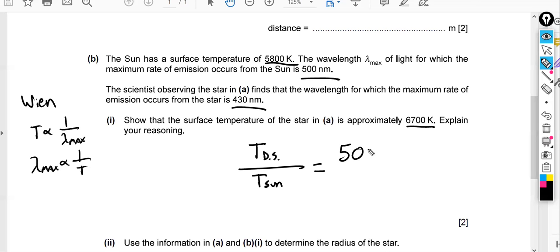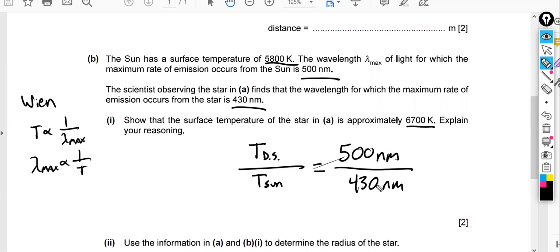And so that's going to go up here. 500 nanometers is the sun's peak wavelength. And so it goes up in the numerator because I put the sun's temperature in the denominator, which means that the peak wavelength for my distant star, inversely proportional to its temperature, is going to go down here. It's okay to leave it as nanometers because those units are just going to cancel out.